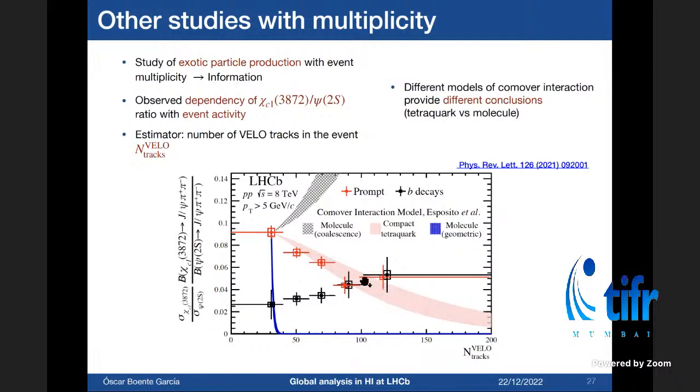We see a decreasing trend of the ratio, but the conclusions are not very firm. Some models predict similar trends for a tetraquark and favor this interpretation, but other models favor a molecule with this same trend. So this is still ongoing, not yet a closed issue.